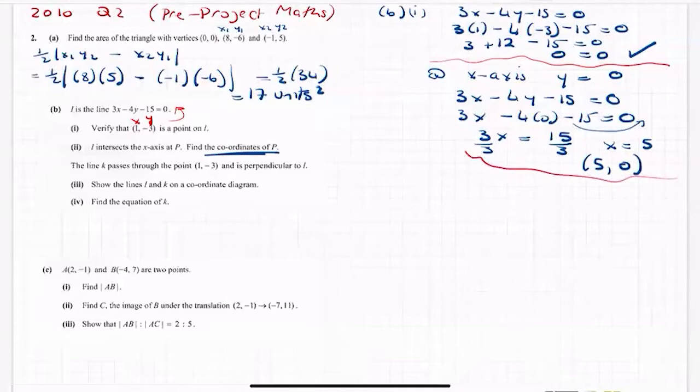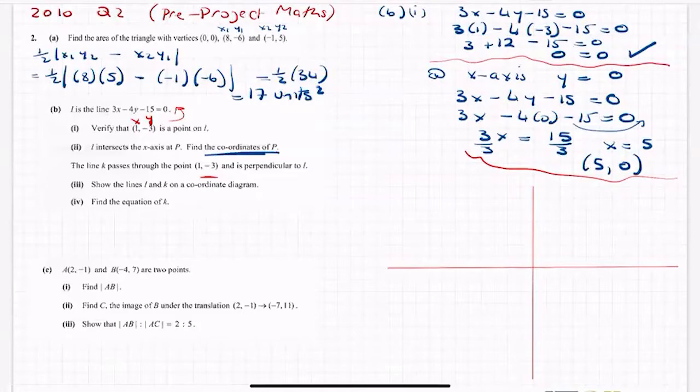Okay, the line K passes through the point (1, -3) and is perpendicular to L. Show the lines L and K on a coordinate diagram. Okay, now let's see how well I can draw these on the screen. I shall try.